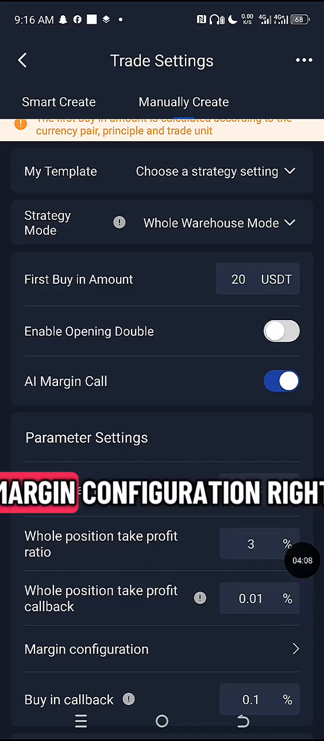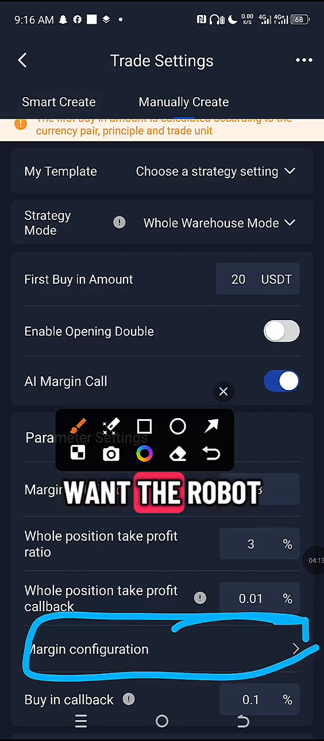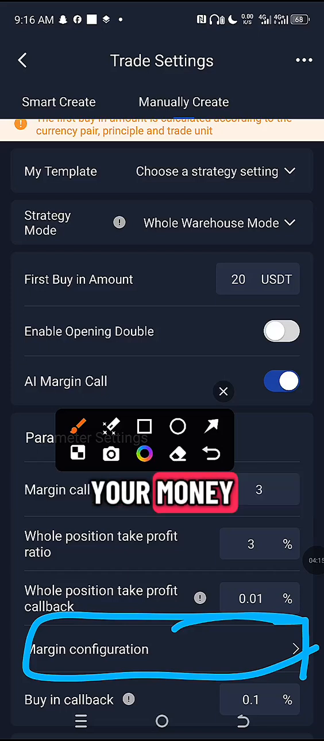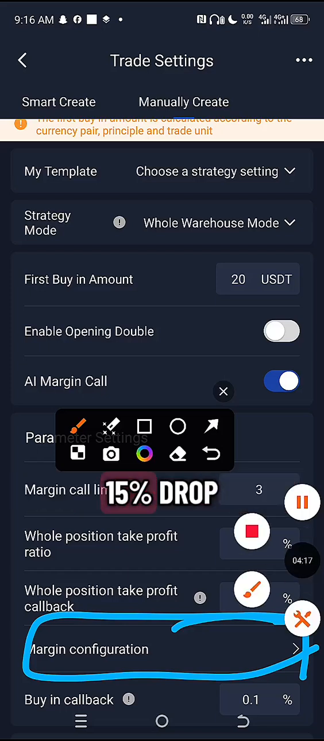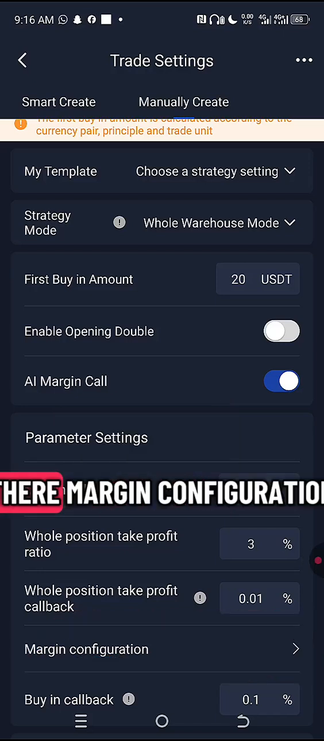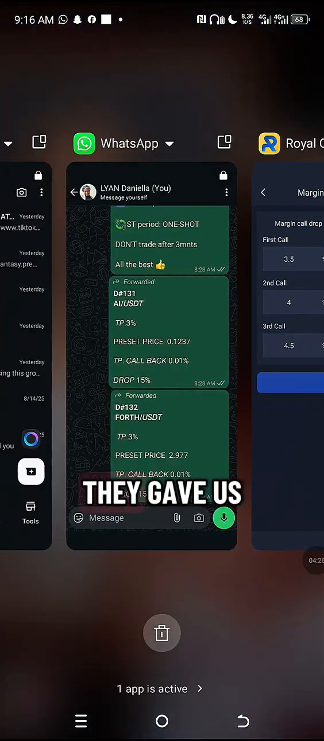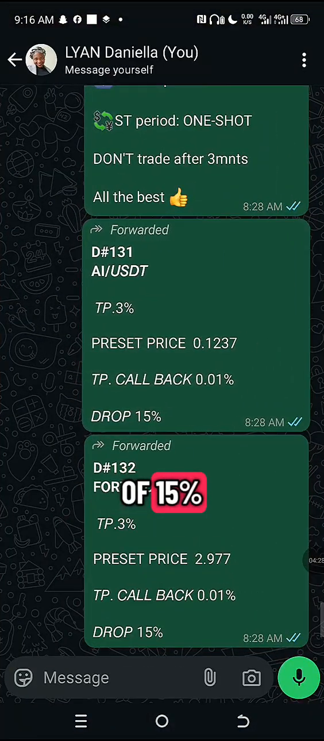Then we go to margin configuration. Right here is where we put how you want the robot to continuously invest your money whenever the coin drops. Remember that 15% drop? This is where we calculate it from. So we tap there, margin configuration. And then if you remember well, they gave us here a drop of 15%.